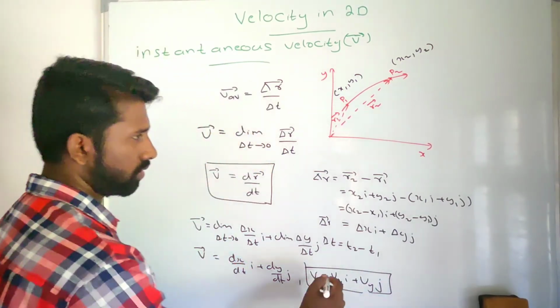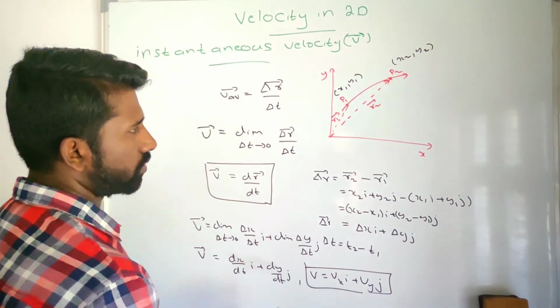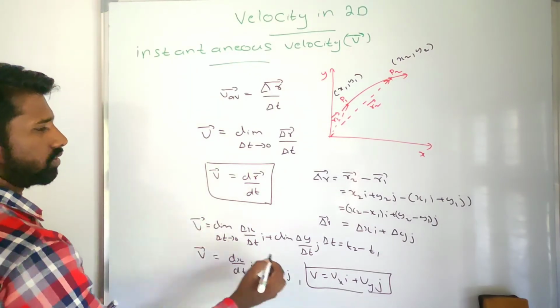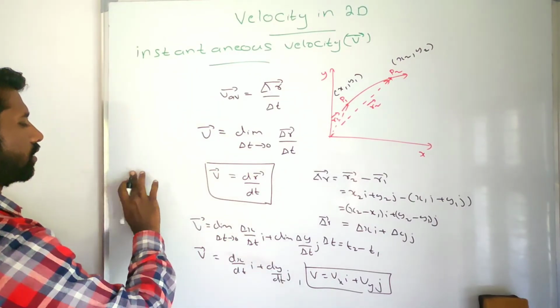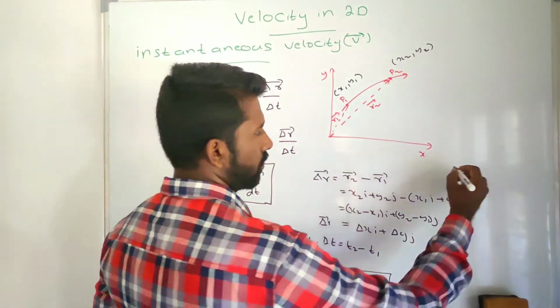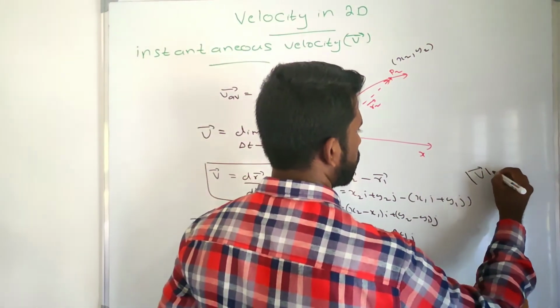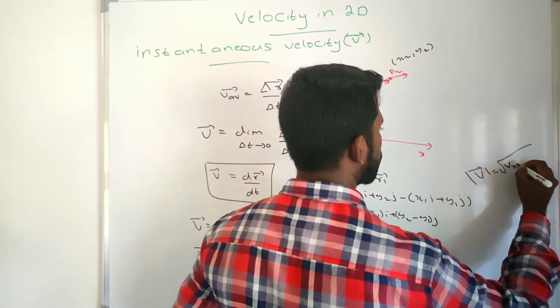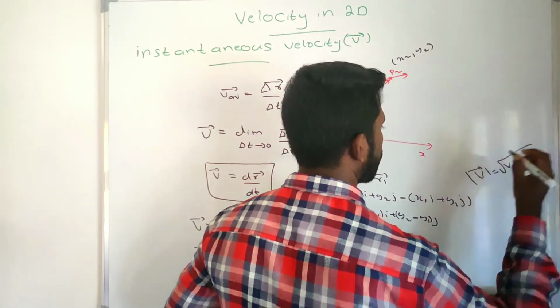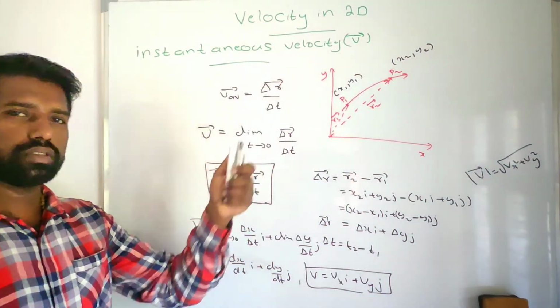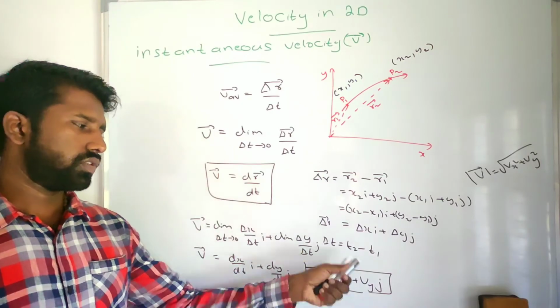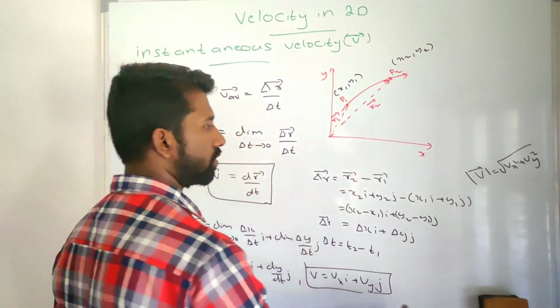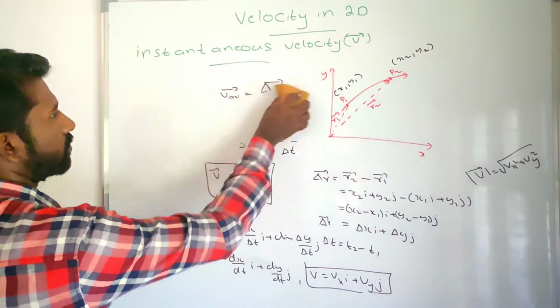What about the magnitude of the instantaneous velocity? The magnitude of the instantaneous velocity, that is V, is equal to the square root of Vx square plus Vy square. This is the magnitude of the instantaneous velocity. Then we want to see the direction.